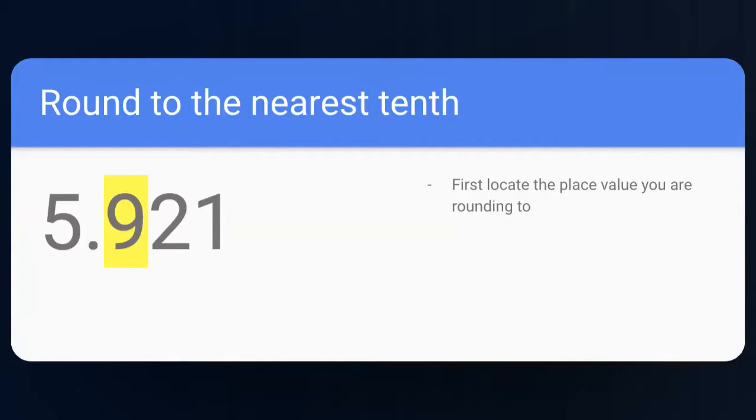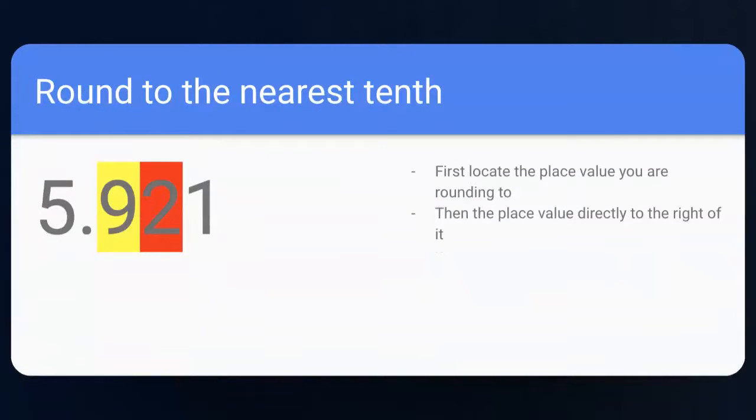I've gone ahead and highlighted the number 9 because the 9 is in our tenths place. We have 9 tenths. And once you have located your place value, you also want to locate the place value directly to the right of it. So I also highlighted the hundredths place, the digit 2, but this one in red. The digit in red is going to let us know if we're going to round up or down.